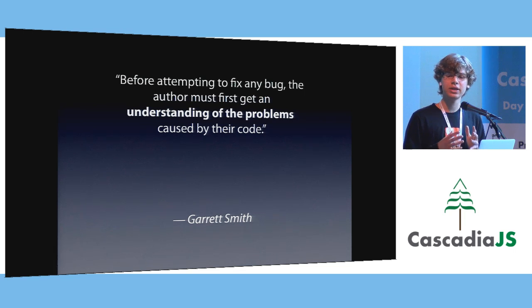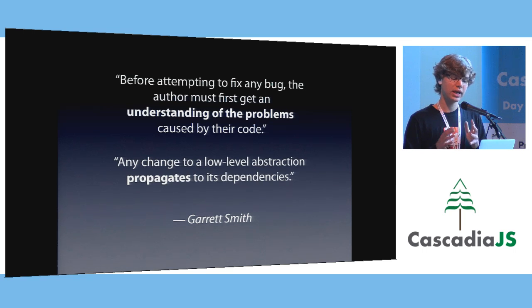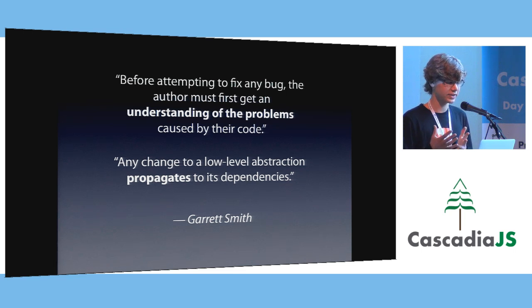Before attempting to fix any bug or introduce a new feature, developers first have to understand the problems and the underlying abstractions that their code uses. And likewise, keep in mind that any change to a lower level abstraction will automatically propagate to all of its dependencies. Coming back to the earlier example, it doesn't so much matter if you have an animation that works in the latest version of Chrome but doesn't work in IE8 or IE7. That's not a problem. It doesn't really hinder the user experience that much, and the user still has a baseline experience that they can access.